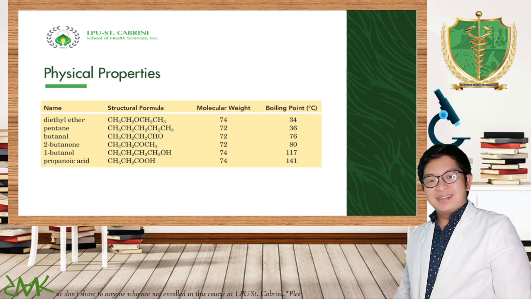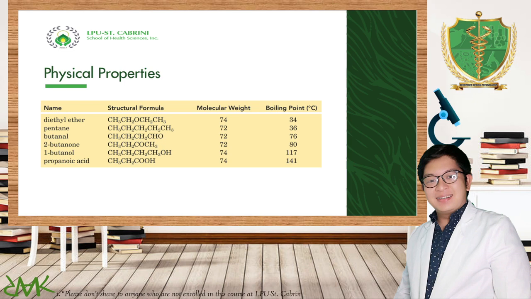We have diethyl ether, pentane, butanal, butanone, butanol, and propanoic acid. These are organic compounds of the same molecular weight. And we can say that carboxylic acid has the highest boiling point. Butanol has a lower one, and 2-butanone, which contains our carbonyl group, will have a lower boiling point as compared to alcohol and propanoic acid, or carboxylic acid, of the same molecular weight.